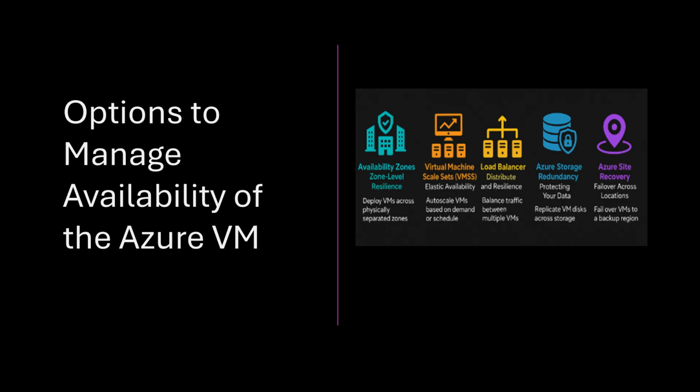So, what's your key takeaway? Managing the availability of Azure VMs means thinking beyond the VM itself. You need to architect for failure, plan for scalability, and implement disaster recovery strategies. Azure equips you with powerful tools, from availability zones and VM scale sets to storage redundancy, load balancers, and Site Recovery. If you integrate these services smartly, you'll be able to maintain the high uptime your users expect and build the trust your business relies on.